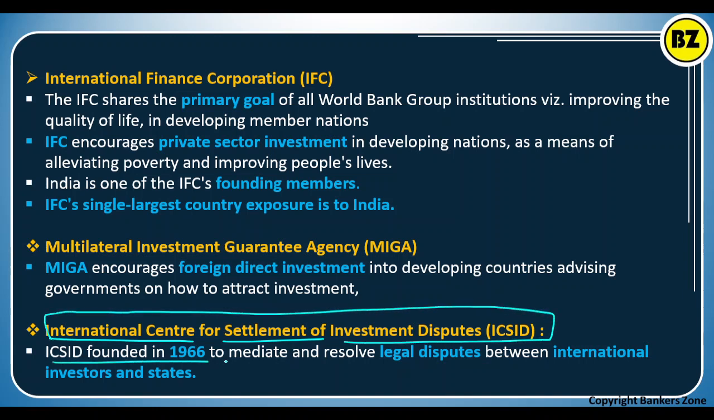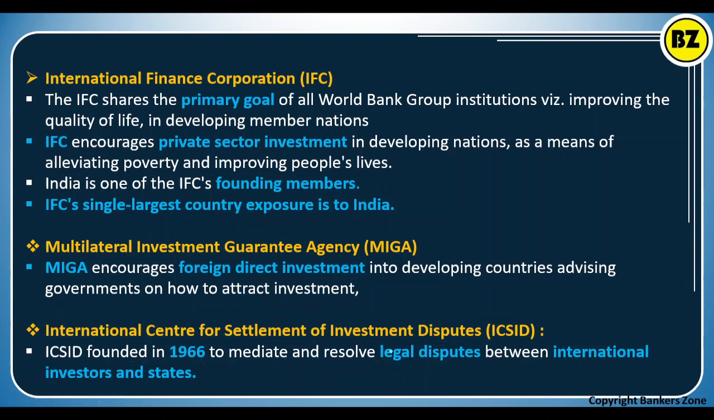Now see, the International Centre for Settlement of Investment Disputes, called ICSID. This was founded in 1966. This is the latest wing of the World Bank, to mediate and resolve legal disputes between international investors and states. That means if international investors and any country have a dispute, there will be a platform called ICSID of the World Bank that can help resolve the issue. So remember, India is not a member of this. India is not a member of ICSID.